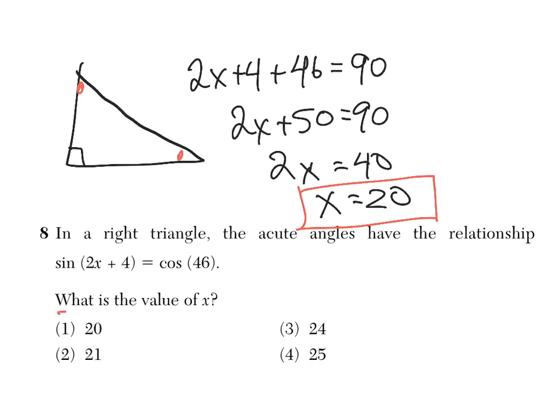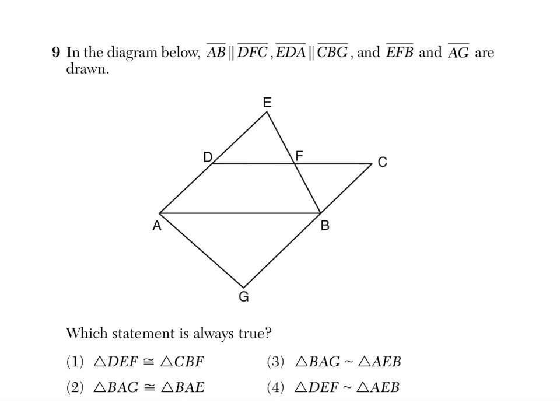Is this an option? It sure is. The correct answer is option number 1. Question number 9 says in the diagram below, AB is congruent to DC, and ED is congruent to CB. All right, and it says segment EB and segment AG are drawn. Which statement is always true?